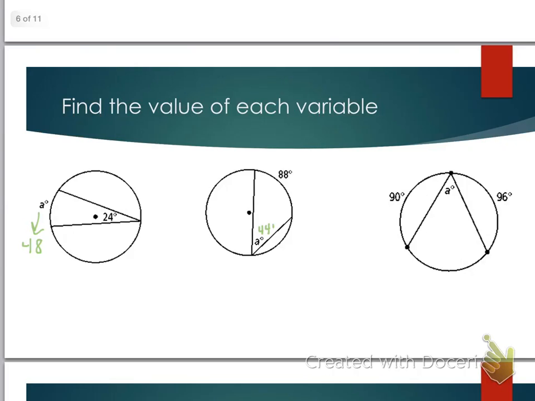This one, we have to figure out what the arc actually is. Well, it's 360 degrees for the arc, so if I do 90 plus 96, I get 186. And if I subtract that from 360, I get my outer arc here. So 360 minus 186 is 174, and then we need to take half of it to get that inscribed angle, so 87 degrees.